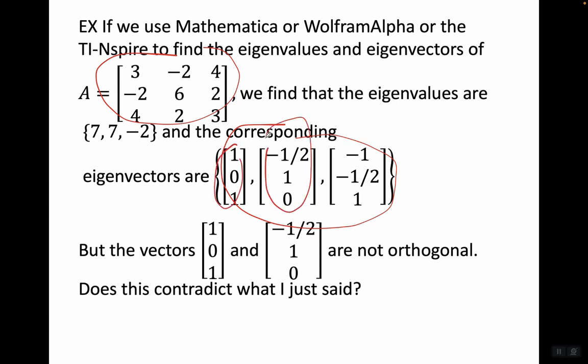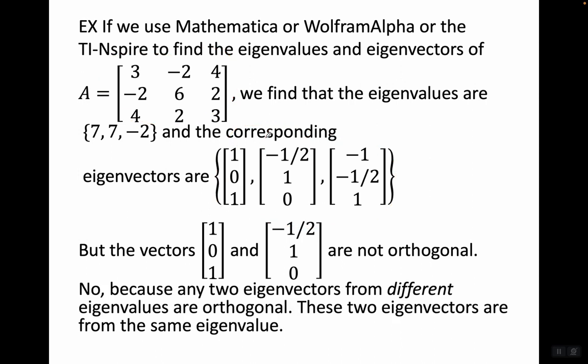Does this contradict what I just said? No, because any two eigenvectors from different eigenvalues are orthogonal. These two eigenvectors are from the same eigenvalue. These both correspond to 7, so there's no guarantee that they're going to be orthogonal.